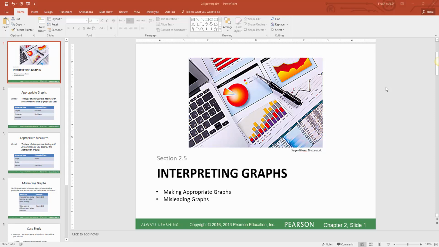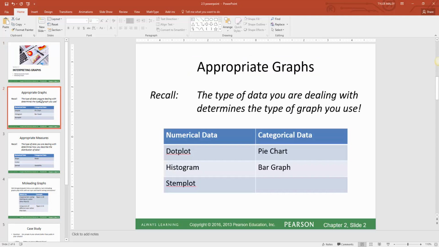Alright, so section 2.5 is over interpreting graphs. So two things that we want to look at are making appropriate graphs for our data, and also what we mean by misleading graphs. So if you recall from our previous two sections, we talked about appropriate graphs depending on what type of data we have.